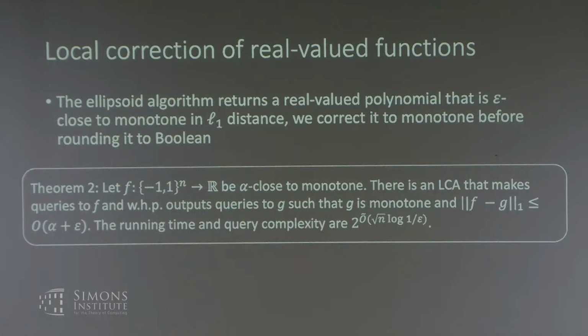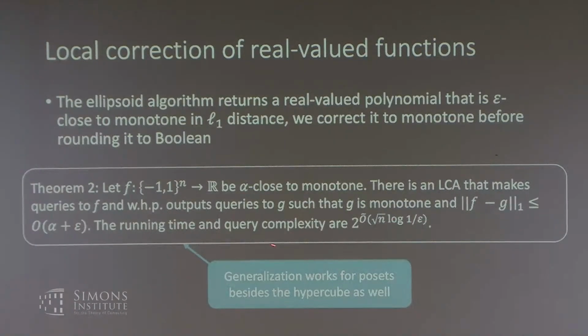And then the other LCA that we give is this real-valued monotonicity corrector, which I'll state here because I think it's independently interesting. So let f be some real-valued function that's alpha close to monotone. In our setting, alpha is always going to be epsilon. But for arbitrary alpha, if you're alpha close to monotone, then there's an LCA that makes queries to f and outputs queries to g such that g is monotone and the distance to f is alpha plus epsilon. So this will be O of epsilon when both alpha and epsilon are the same. The running time and query complexity are going to be 2 to the square root n with an extra log 1 over epsilon.